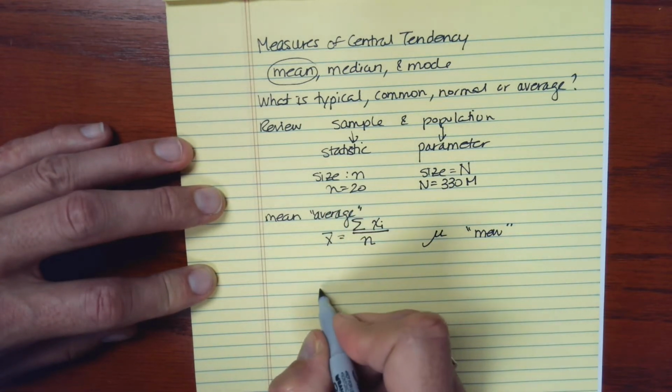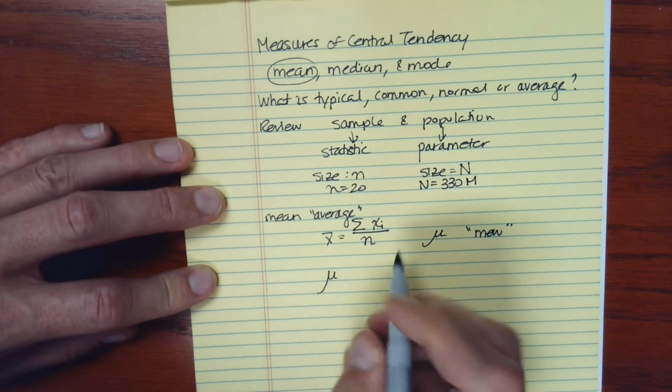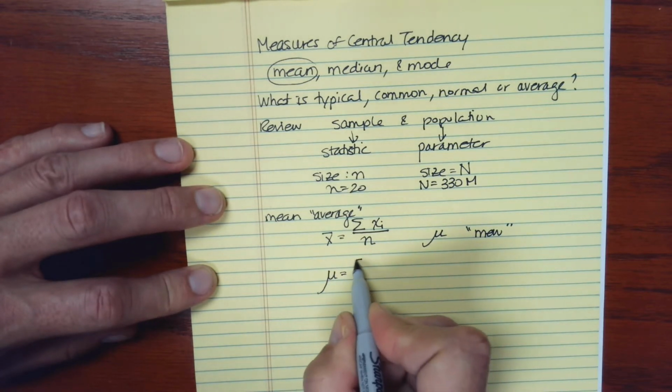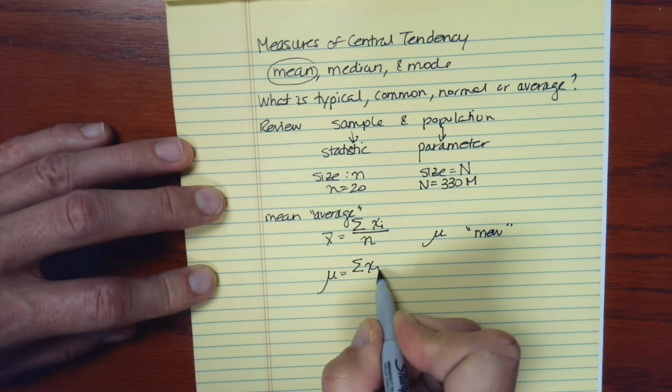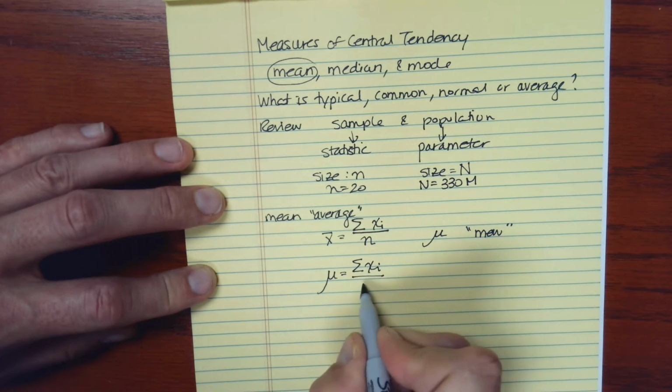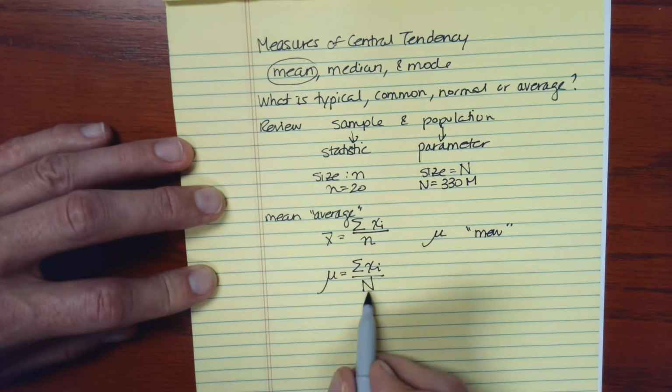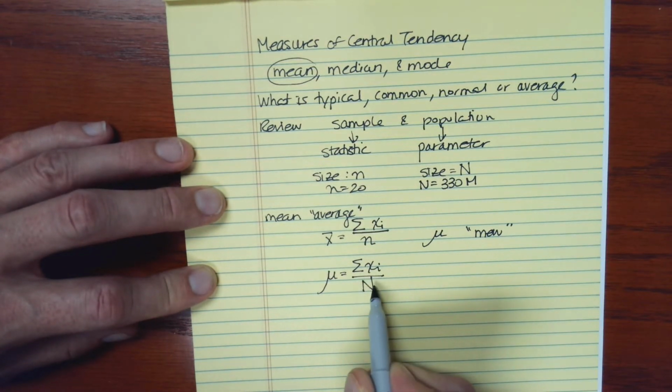Now, for the population mean, I'll use the symbol mu. I would still add up all the values of my variable and then divide by how many I have, but in this case I would use the capital N because that would be my population size.